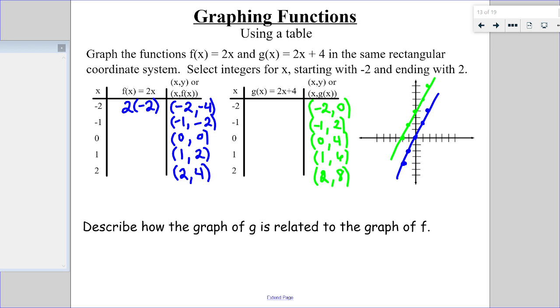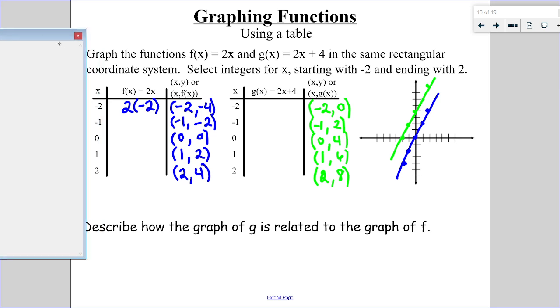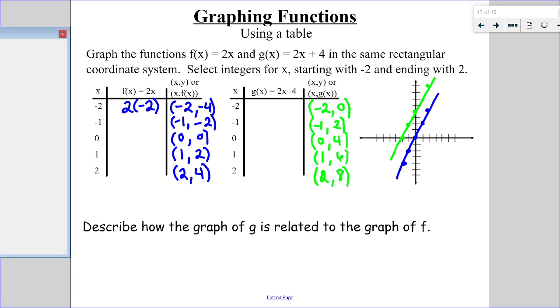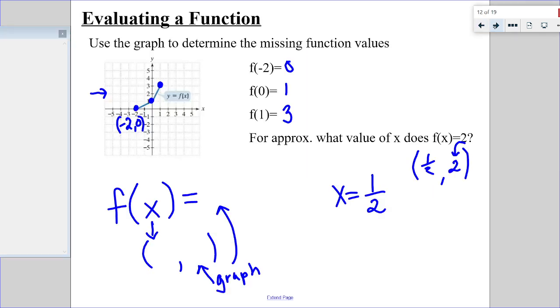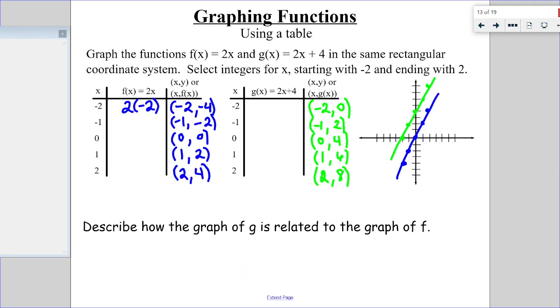Oh, that's kind of hard to see, and there's not much I can do about it. Okay. Describe how they are related. We would want to look at how they are the same, how they are different. Okay, well, how are they the same?